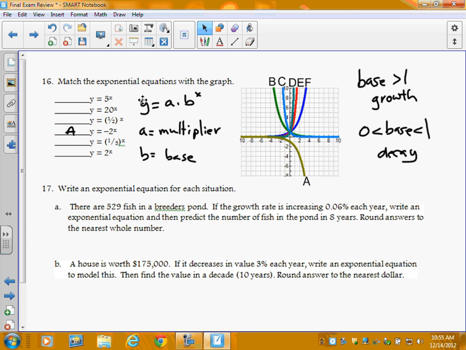So now we want to match these up with the rest of them. Here D, E, and F would be the exponential growth. The one that goes up the fastest, which one of the letters up there goes up the quickest? D. So of 5 to the x, 20 to the x, and 2 to the x, 20 to the x is D. So then E must be 5 to the x, and F must be 2 to the x.